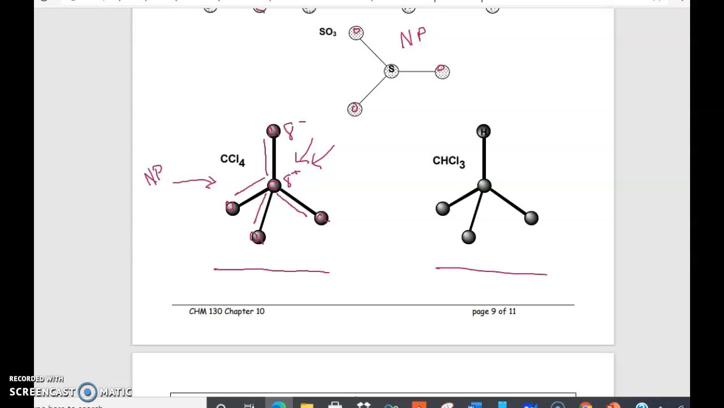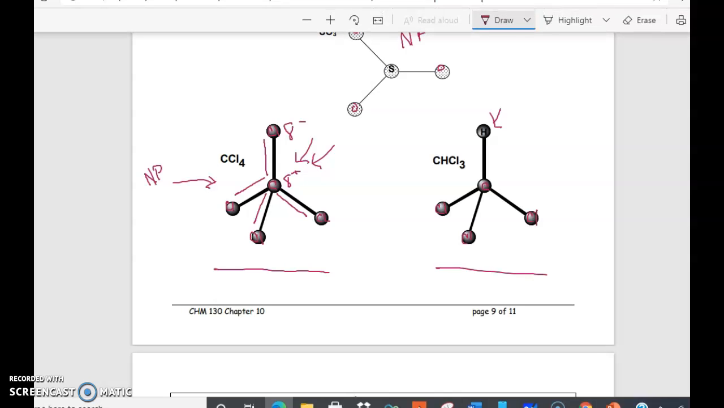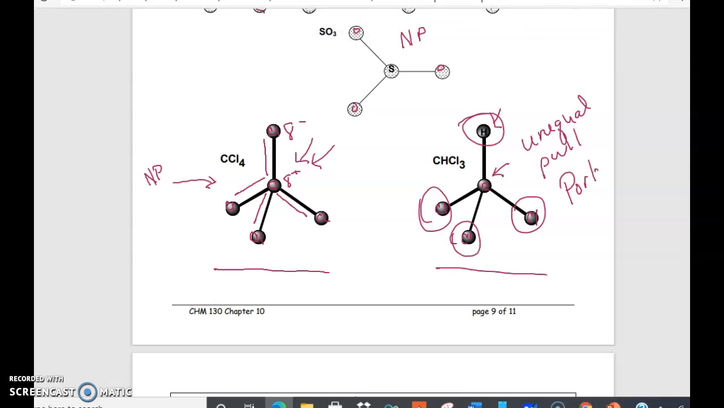Now, this is another tetrahedral molecule. Okay, we have carbon in the center, we have hydrogen here, and then we have chlorines. Okay, this one would be misshapen. So these chlorines are going to pull differently on this carbon than the hydrogen would, okay? So because there is an unequal pull on the central atom, we would consider this molecule to be polar.